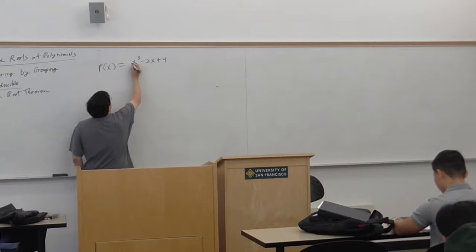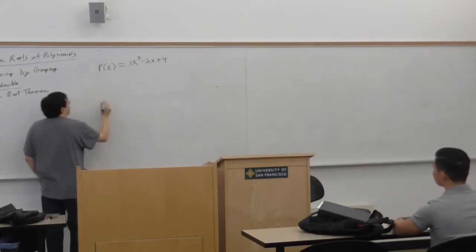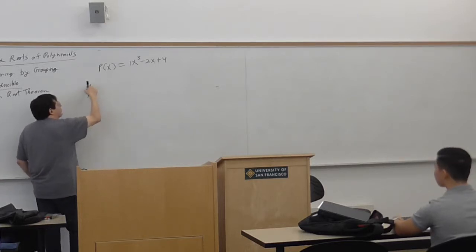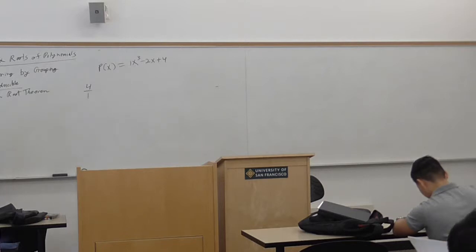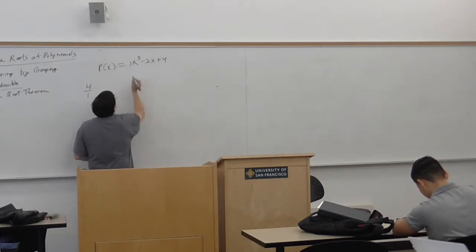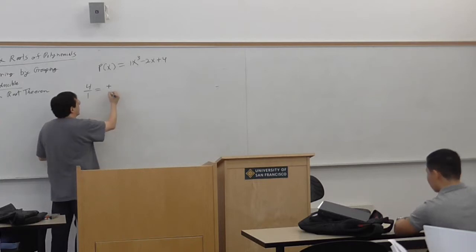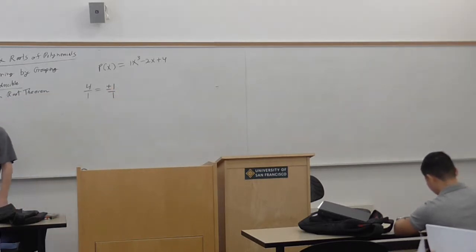Well, we have to look at the leading coefficient and the constant term, and we're looking for things that might be factors of these on the top and the bottom. So what are the possibilities? For the first one, x, it'd only be 1. So it'd be plus or minus 1 for x. Plus or minus 1, that's 2 possible roots.